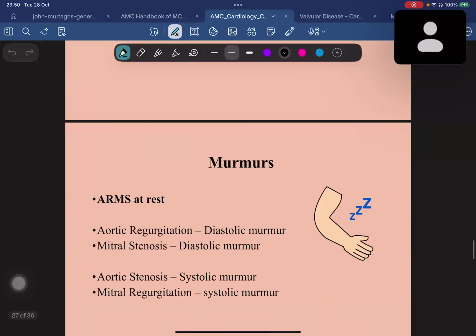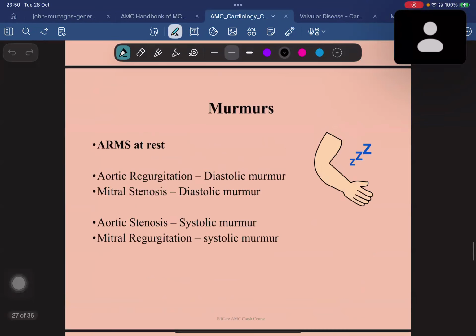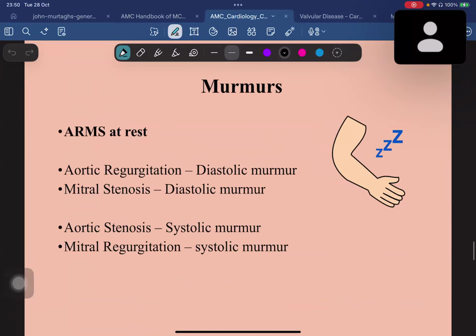Now we'll go to murmurs. Even in murmurs, they didn't ask very deep. One thing that you have to crack the code in murmurs is knowing the type of murmur. These four conditions, let's say aortic regurgitation, mitral stenosis, aortic stenosis, mitral regurgitation, those four were the main ones that were coming up.